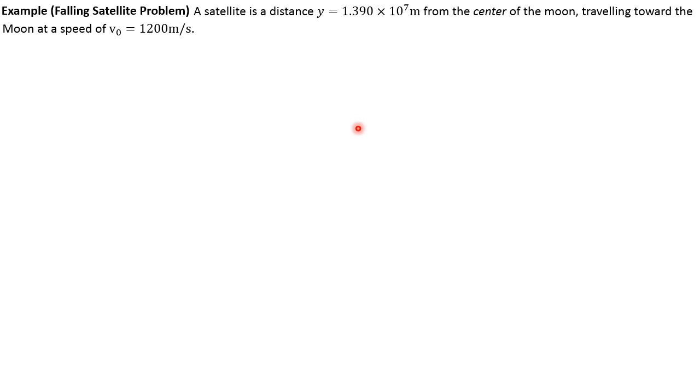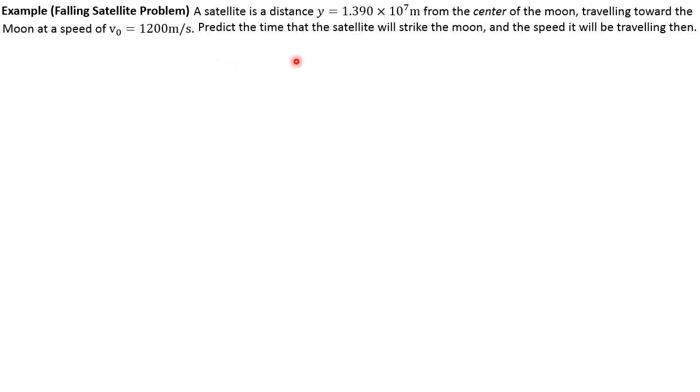So we'll move on to a pretty different type of application here. This is the falling satellite problem. We have a satellite. It is pretty far from the moon, and it's traveling toward the moon pretty fast, 1,200 meters per second. And we want to predict the time that the satellite will strike the moon and the speed it will be traveling at that time when it strikes the moon.